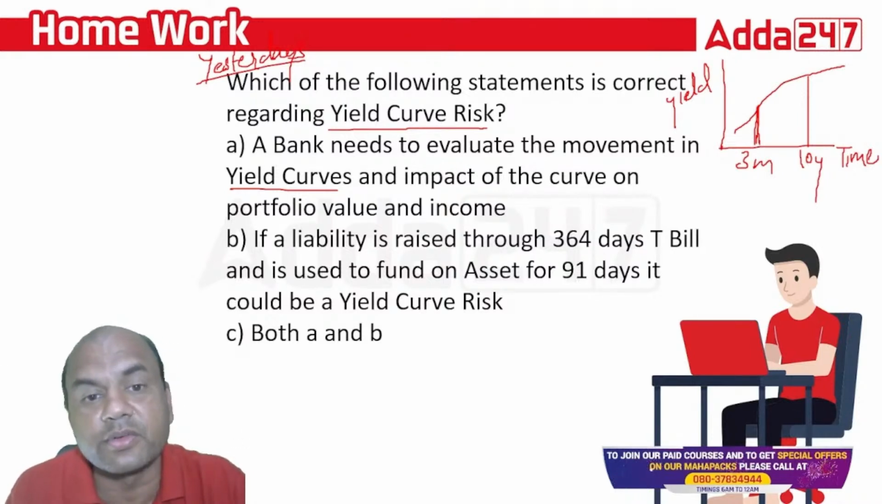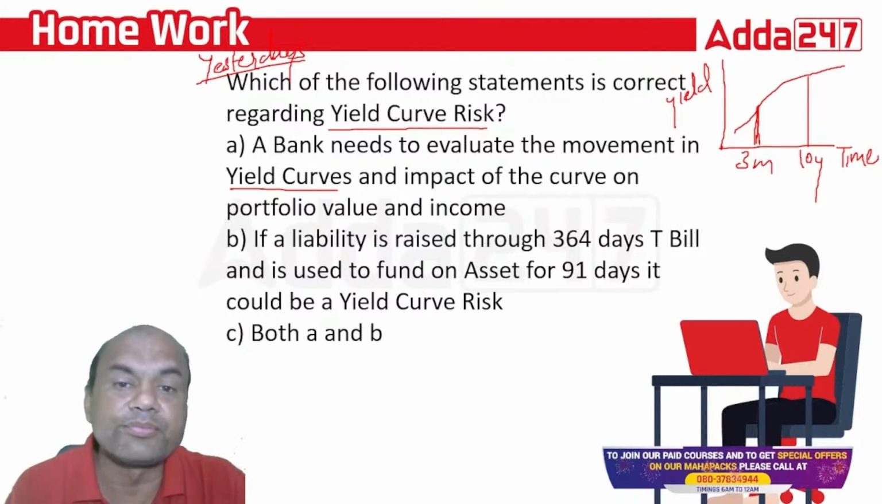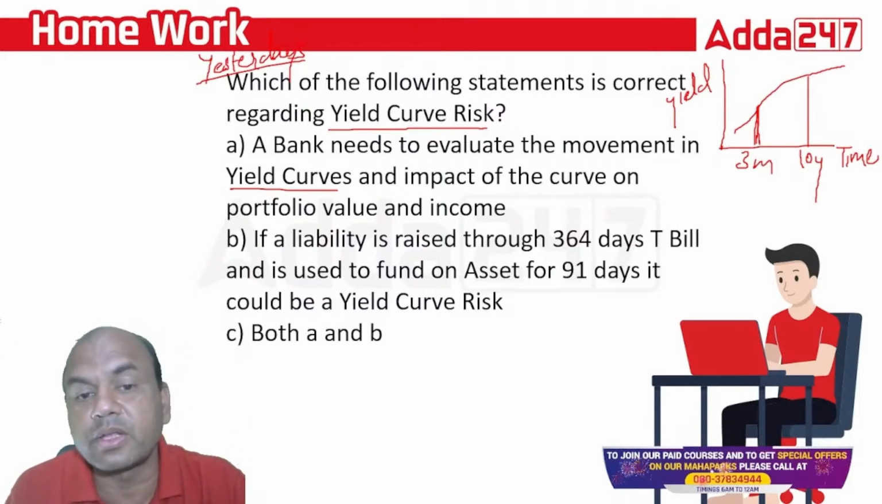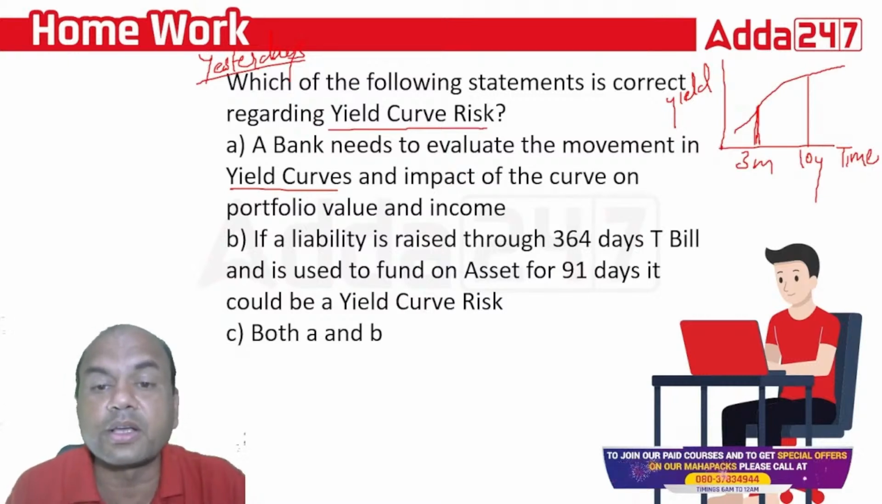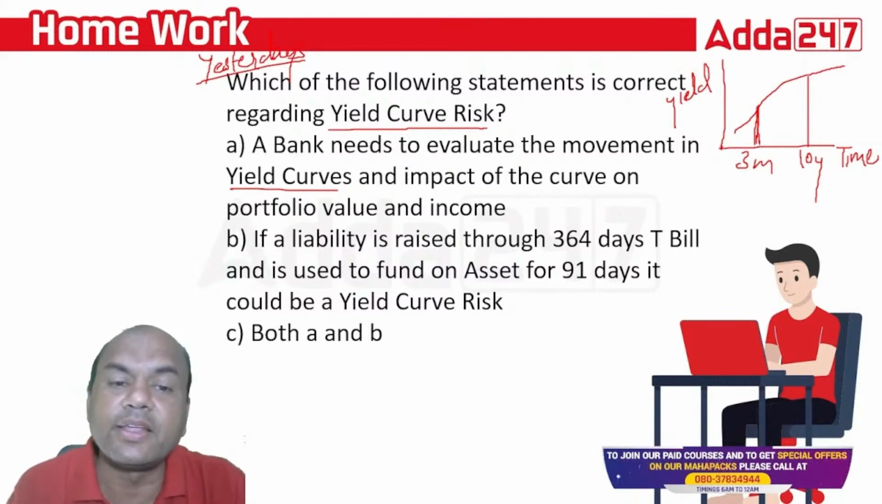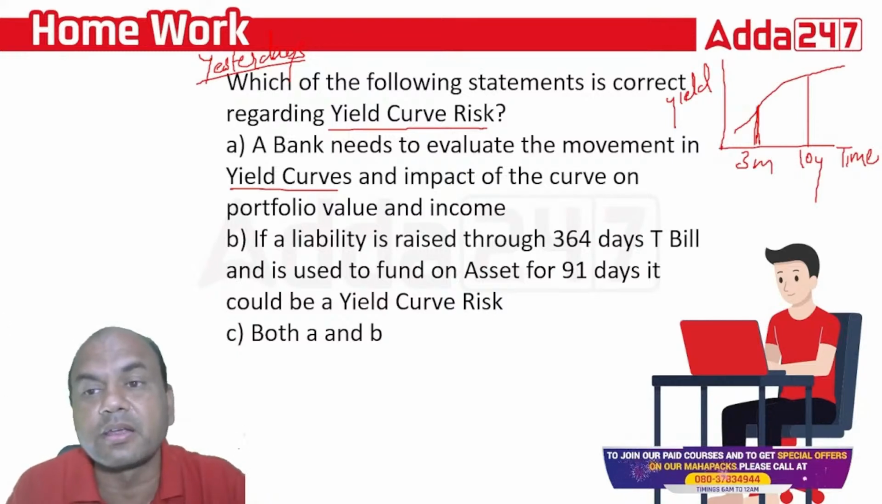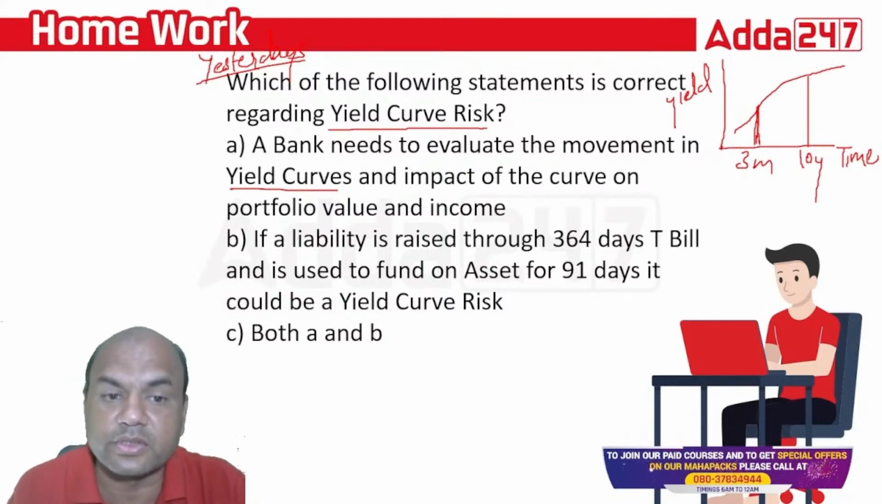If it goes curved, then what? So a bank needs to evaluate the movement in the yield curves and the impact of the curve on the portfolio and the income. Obviously the bank needs to check this, because as the yield curve changes, the bank's income and earnings also change, and profit and loss also change.